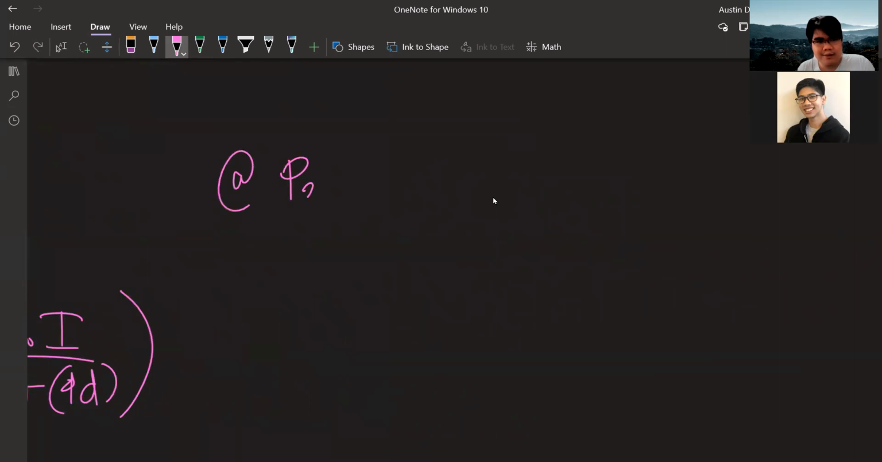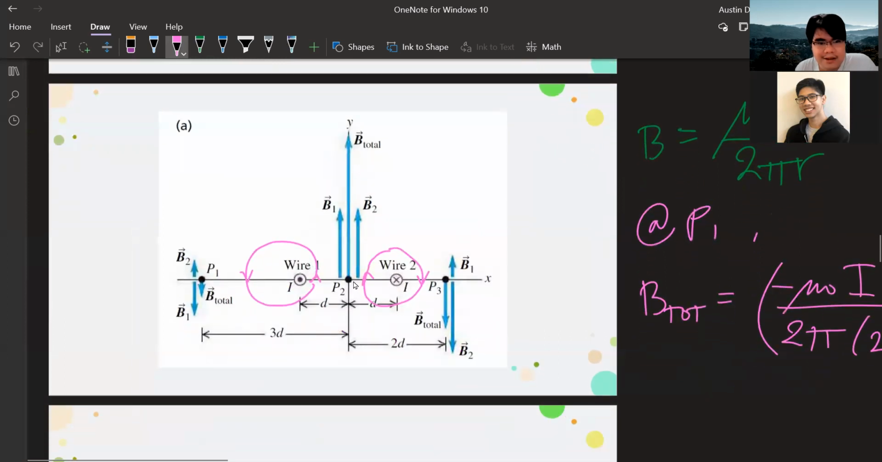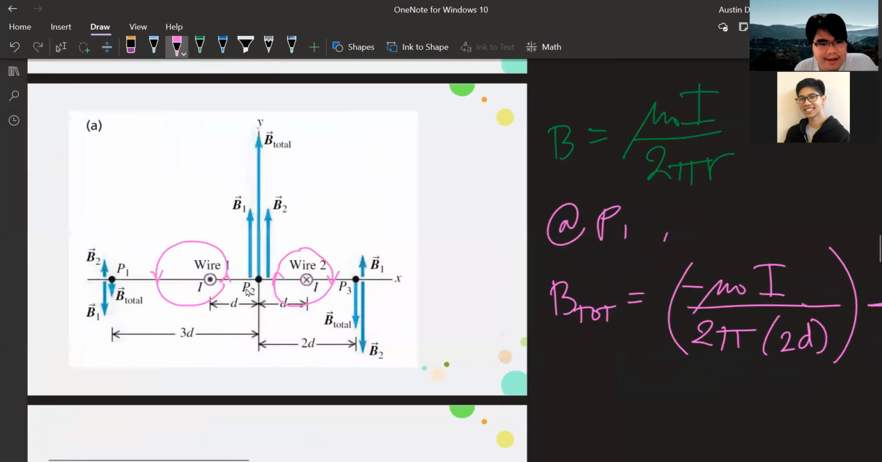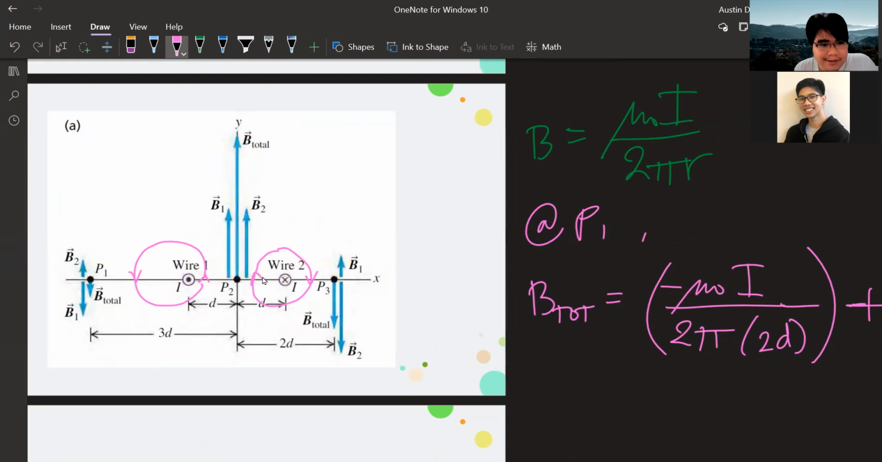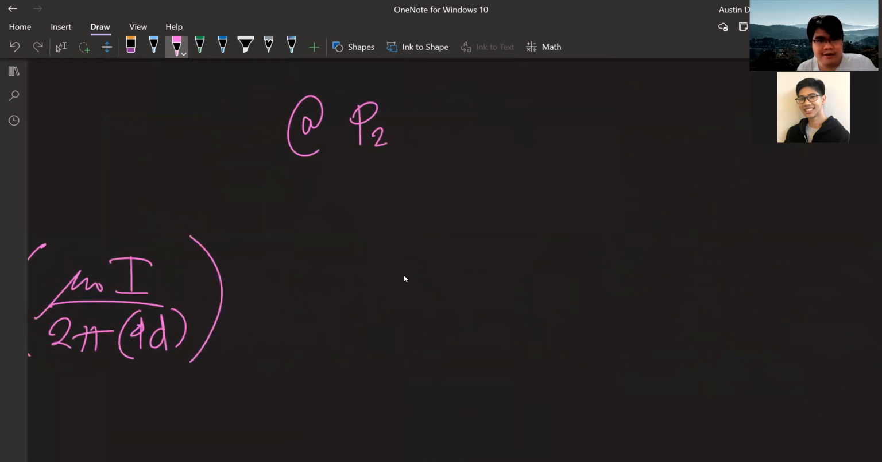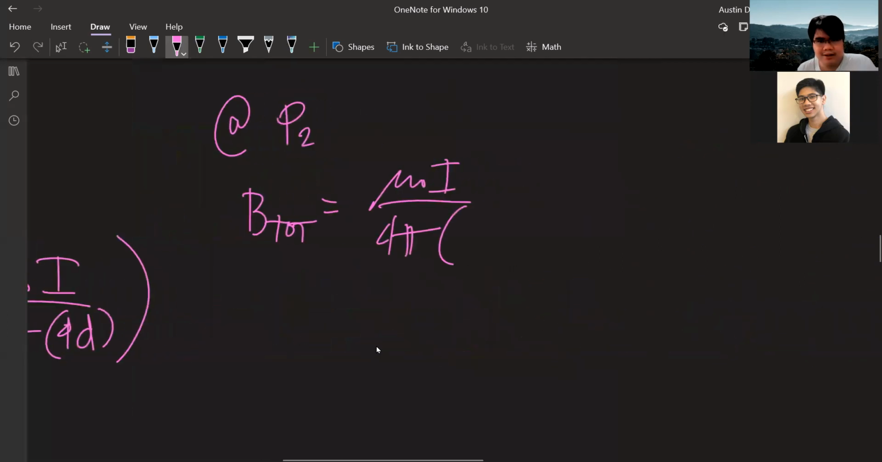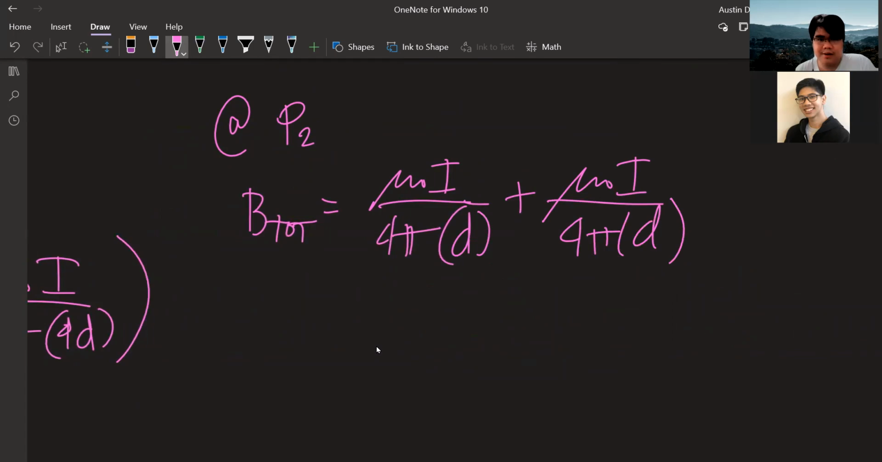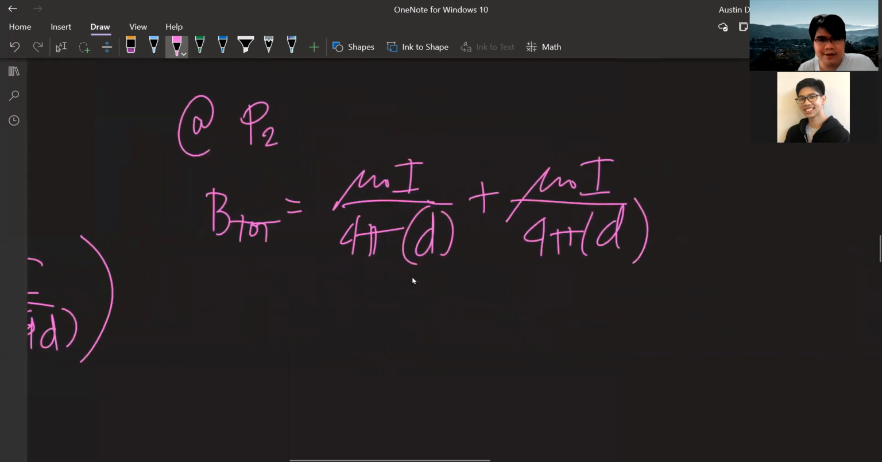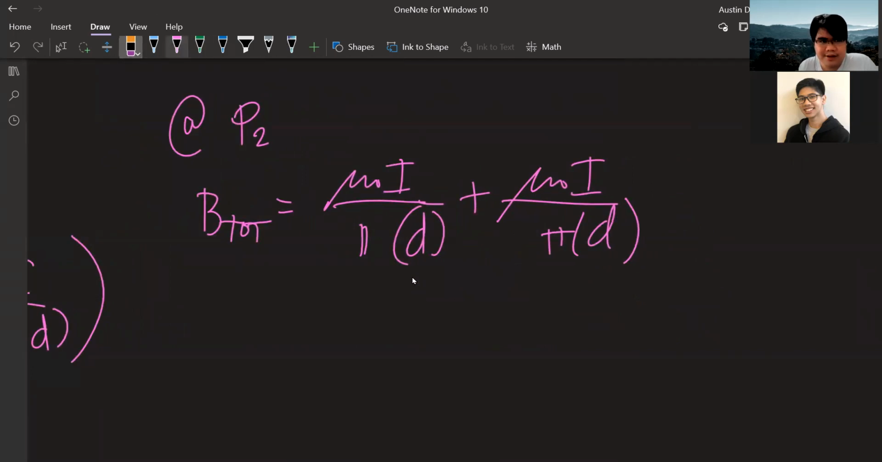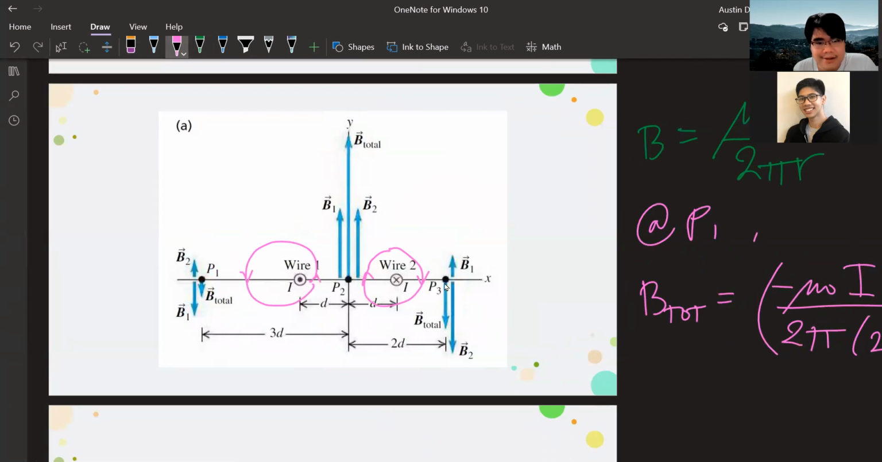Then at P2, which is this point, the middle point of the two. Nicely enough, at P2, they all point upward. Both point upward. Okay, so therefore they would just add normally. Total is just mu naught I over 2 pi, tapos ito distance D, tapos the other one is also that distance. Okay, so they would just, 2 pi. Bakit 4 pi gamit ko? 2 pi. Sorry. Okay, 2 pi.